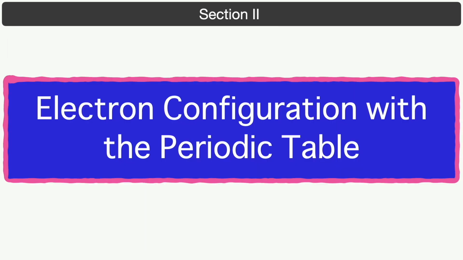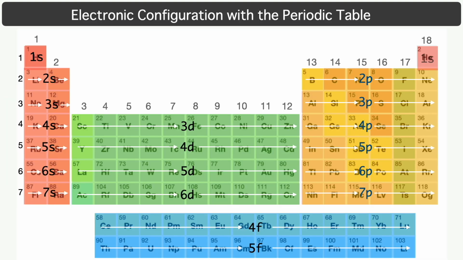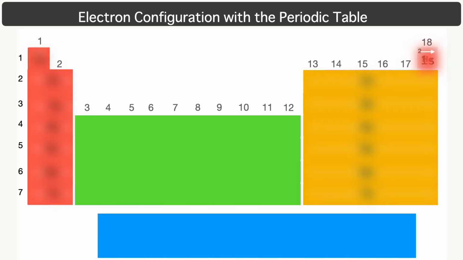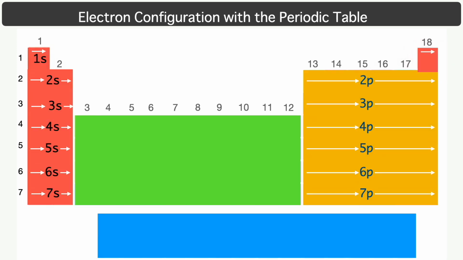In this section of the video, we learn to write the electronic configuration using the periodic table. First, take a periodic table and mark each period with subshells as shown on the screen. Mark all S and P block rows as 1s, 2s, 3s, 2p, 3p, etc. according to the period numbers.